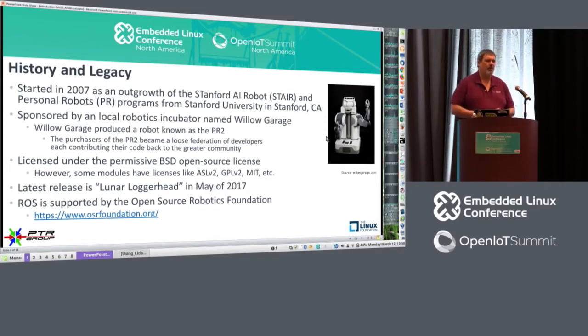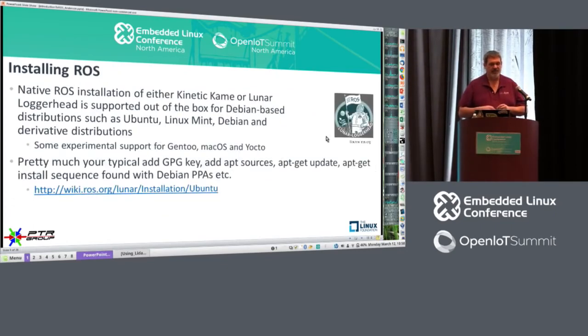Now, ROS is supported by the Open Source Robotics Foundation. They're at osrfoundation.org. Great organization, good to work with those folks and try to figure out exactly what they're up to. They're trying to put ROS forward as an operating system that could be used for multiple different applications.